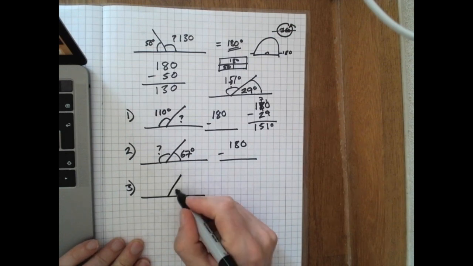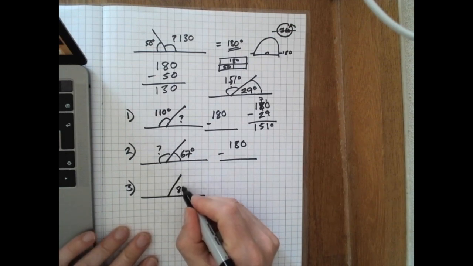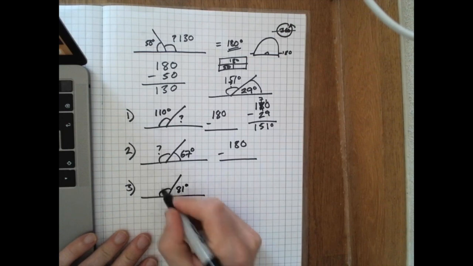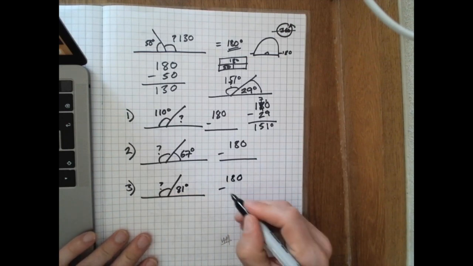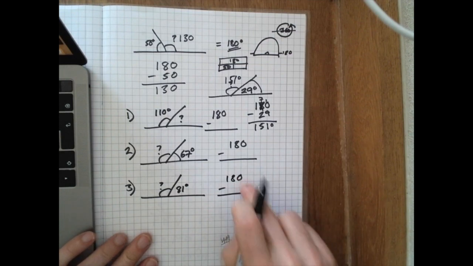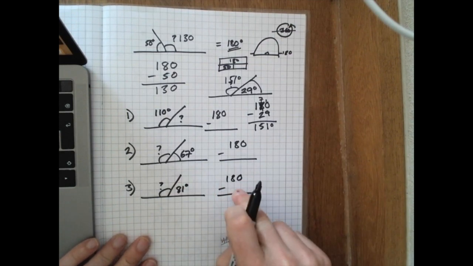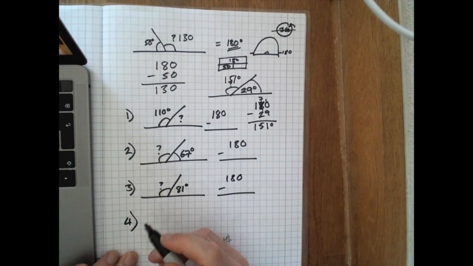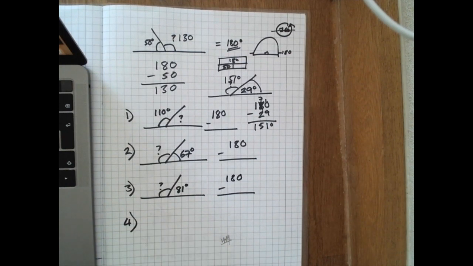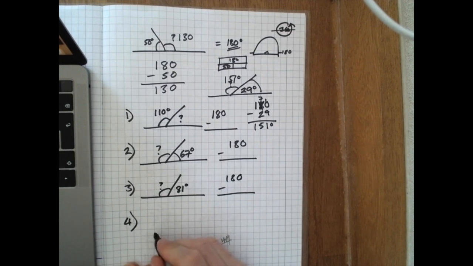Let's go with this one being 81 degrees. So what's that? Again, we're going to have 180 take away something. What can we see? Take it away, and then we'll find. Question number 4. Tell you what, let's make this the last one. I know I've gone through this quickly, but pause the video if you need to. Let's make this the last one, but it's tricky.